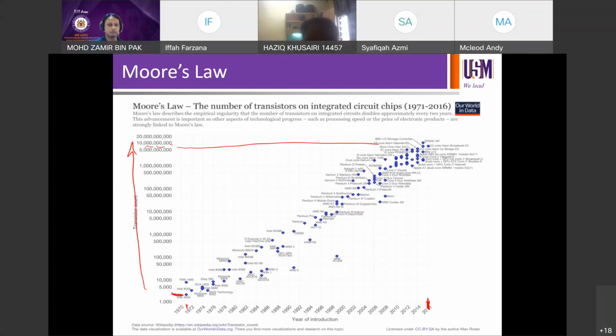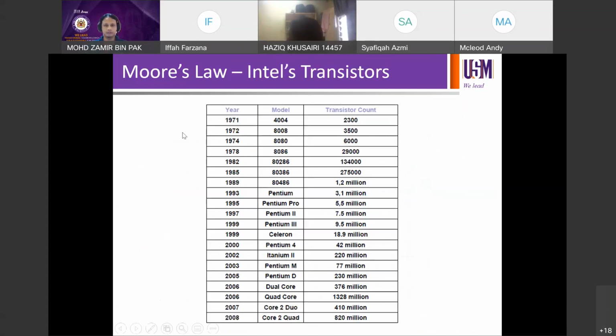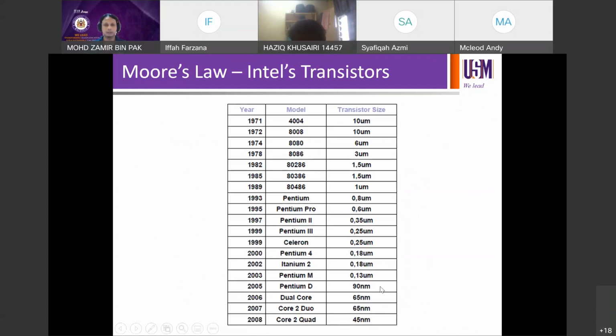So from 10 to the 3 to 10 to the 9, that's the orders of magnitude change in the span of about 40, 50 years. So the number of transistors in the table: you can see from 1971 up to 2008, it's already up to 820 million. So it's now billions already.